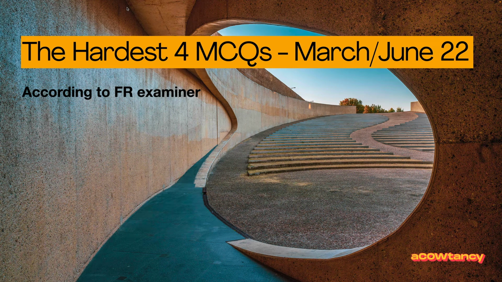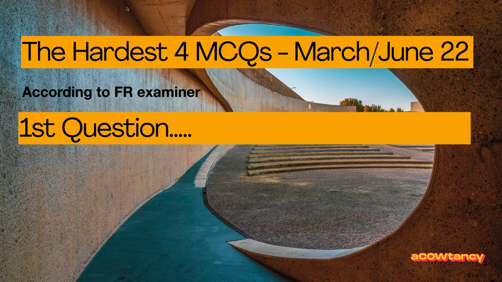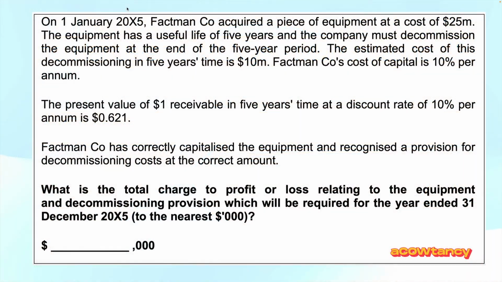Right, let's have a look at the 4 hardest MCQs from the March-June 22 FR exam according to the examiner. First question then. Here we get a company, 1st January X5, they've acquired a piece of equipment for 25 million. It's got a useful economic life of 5 years, so we're going to depreciate it over 5 years. And they must discontinue it, they must decommission it at the end of the 5 years.